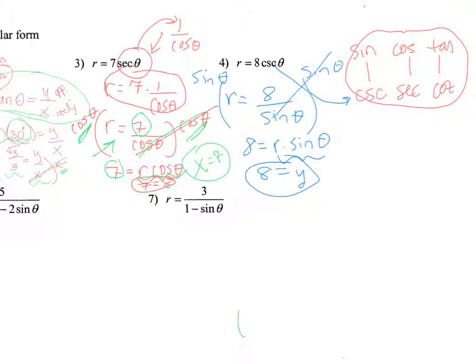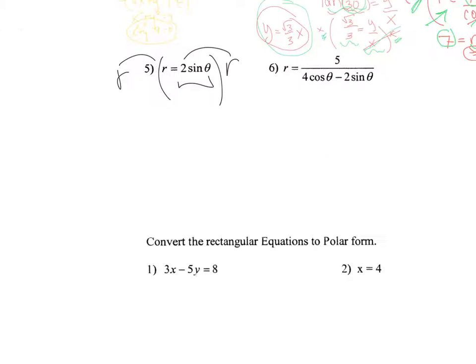x equals 7. So for this next one, we know that cosecant's reciprocal is sine. So then we do 8 over sine, just like we did for 3. Multiply by sine, replace r sine theta with y, and then y equals 8. That's our final answer.